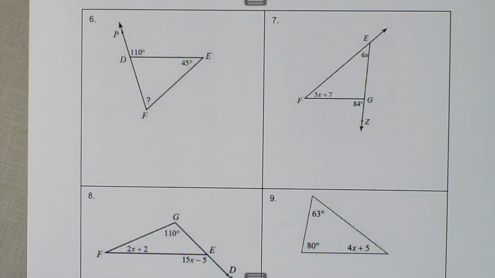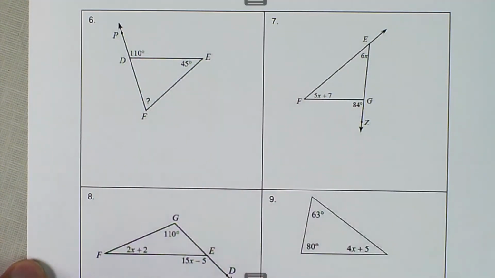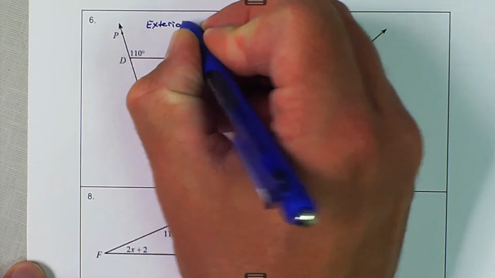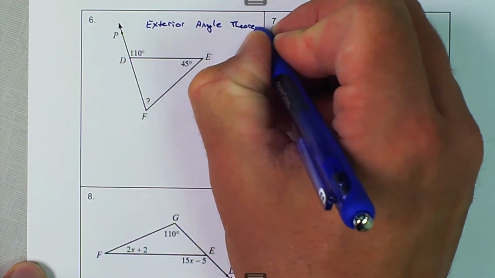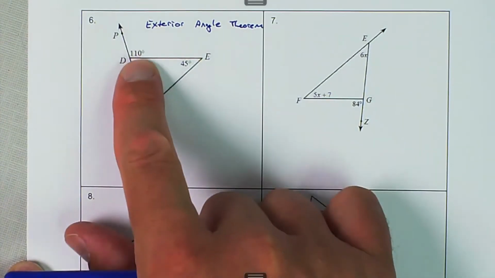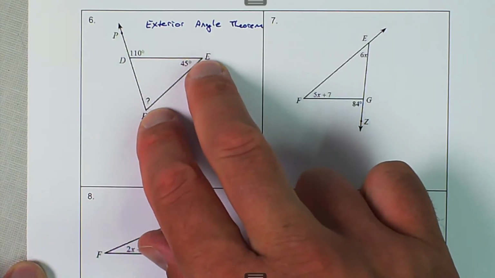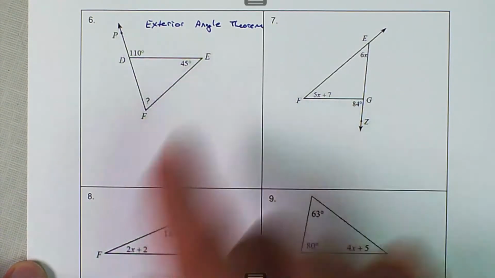We are talking about angles in triangles. And in this case, we want to find either the missing angle or the value of x. So if we're looking at example 6, we notice that we have the exterior angle theorem. The exterior angle theorem says that the exterior angle is equal to the sum of the two remote interior angles, in this case, which are angle F and angle E.